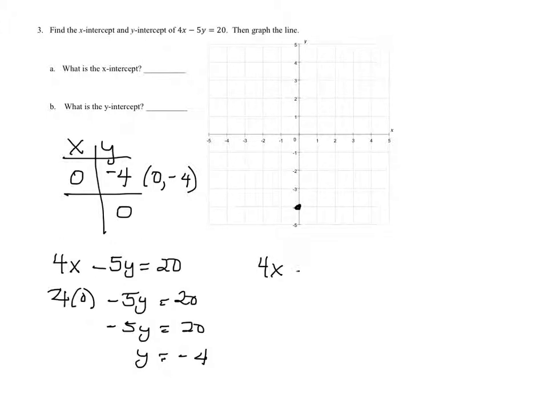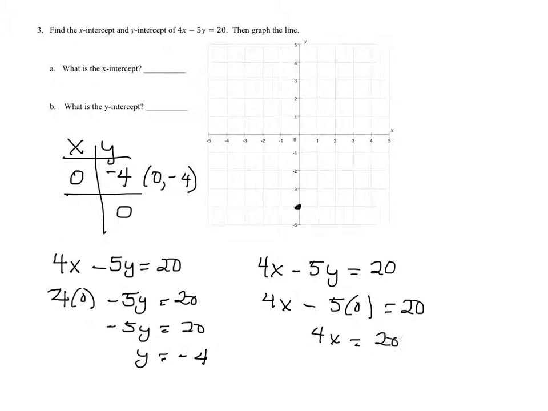So 4x minus 5y equals 20. I always start out with the original equation just to keep myself centered. So 4x is equal to 20, x is 5. So I write that there. Now I'm going to graph the point 5, comma 0. So I'm going to do it right there. There it is. And then I connect my points.